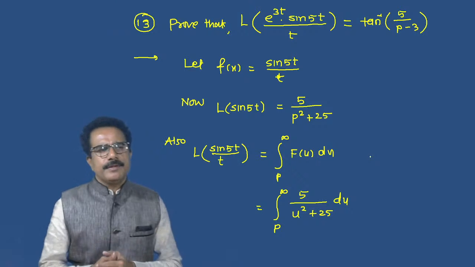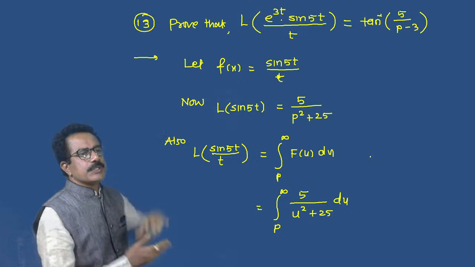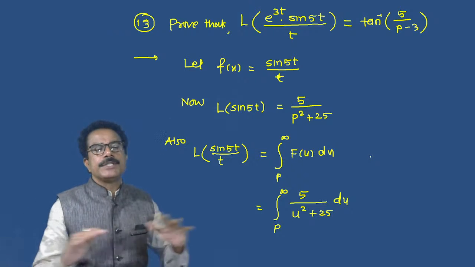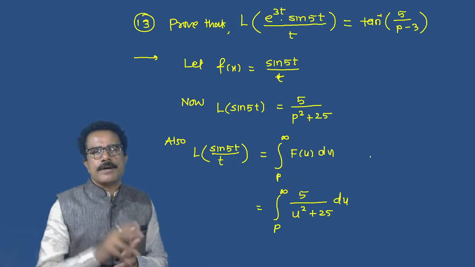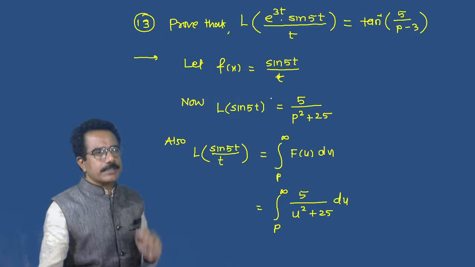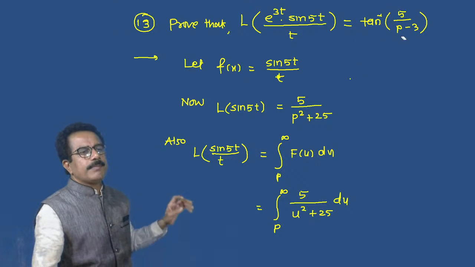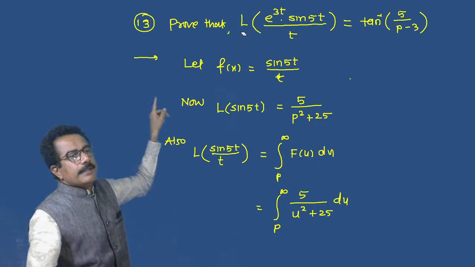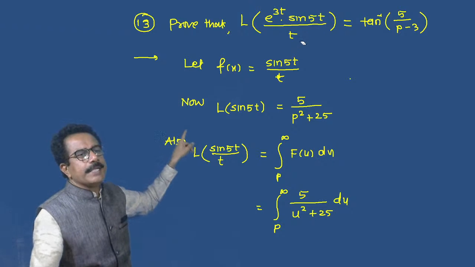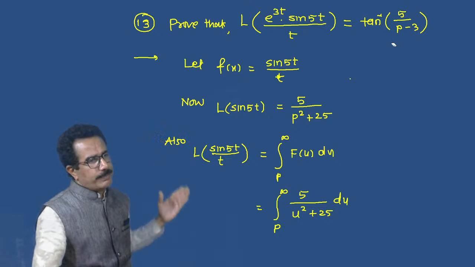Same kind of problem: you have to prove that the Laplace transformation of e raised to 3t into sin 5t divided by t is equal to tan inverse of 5 divided by p minus 3. See this, actually this is a proof. Laplace transformation of e raised to 3t sin 5t divided by t is equal to tan inverse of 5 divided by p minus 3.